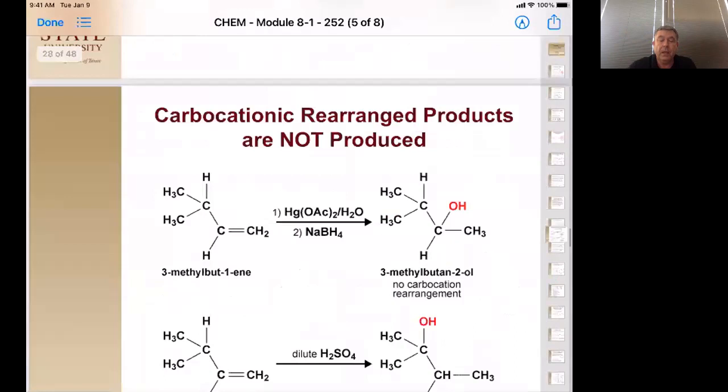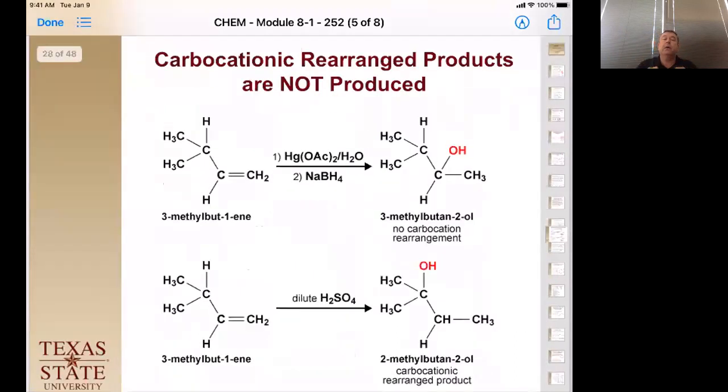Okay. But we know it doesn't go through a carbocation. The reason we know it doesn't go through a carbocation is because we do not see rearrangement products.